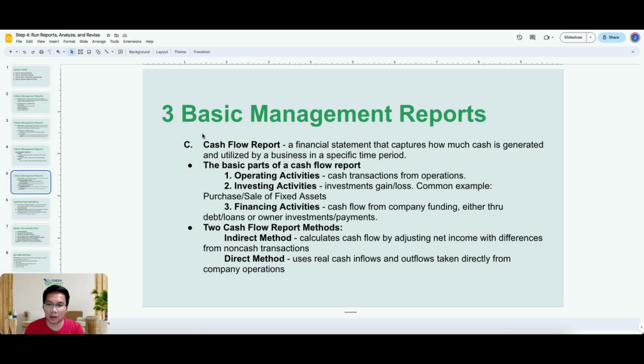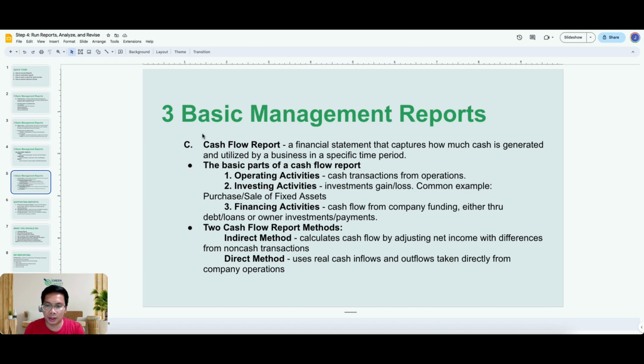So next we have cash flow report. Cash flow report is a financial statement that captures how much cash is generated and utilized by a business in a specific period. Utilized or consumed means used by different activities of the business. We have three basic parts of cash flow report. First is operating activities, which are cash transactions coming from operations.